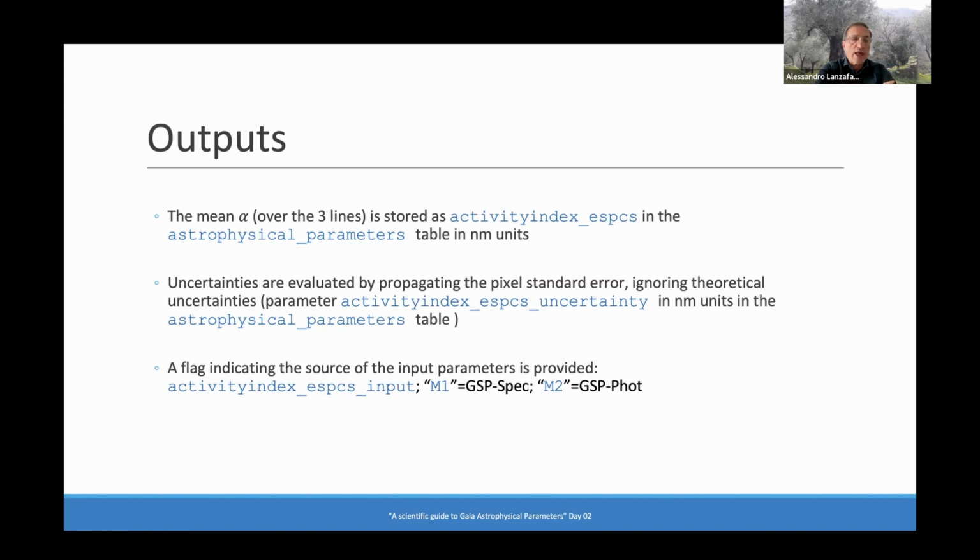There is a flag that indicates which source was taken for the input parameters of the model spectrum, and this has 2 values essentially: M1, which means that we have taken the effective temperature, log G, and metallicity from GSP-Spec, or M2, which means that we have taken the effective temperature, log G, and metallicity from GSP-Phot.